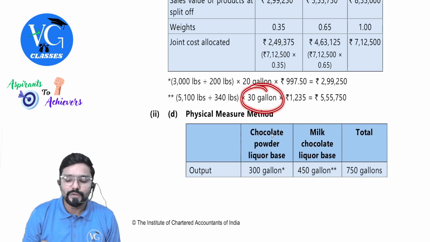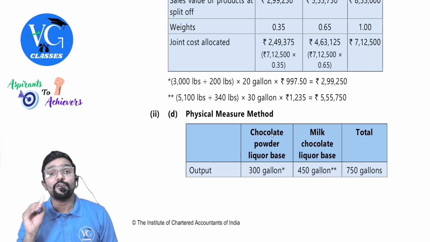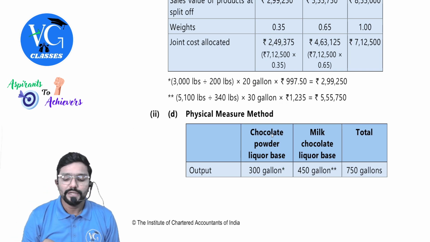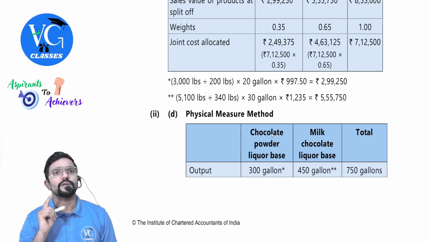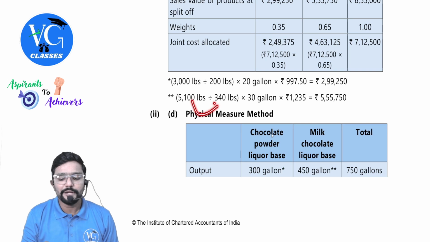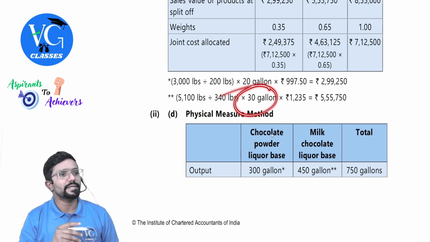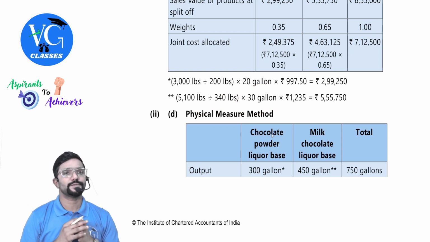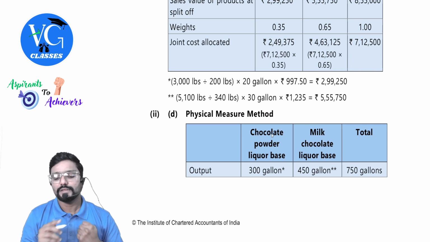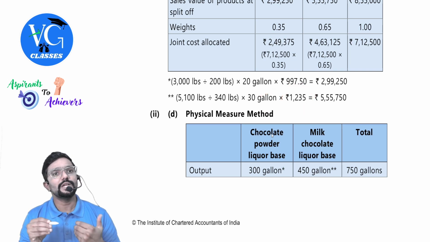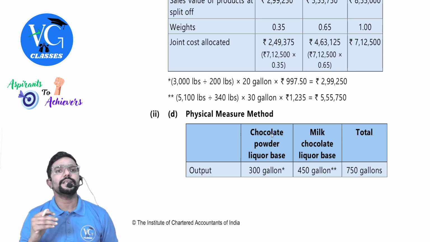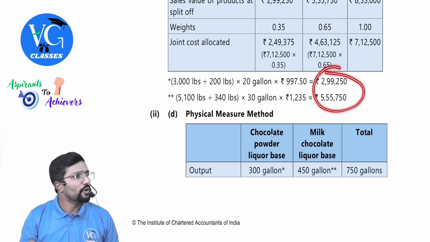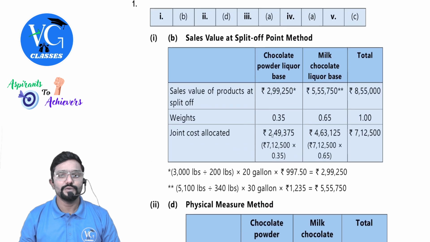Same way here, guys. With 30 gallons, we can produce 340 pounds of milk chocolate. Now what is the total milk chocolate output? 5100 divided by 340 into 30. You will get the total output of milk chocolate liquor base. What is the selling price per gallon? 1235. So you will get the sale value of the intermediate products. Hope you understood. Use this as a ratio.